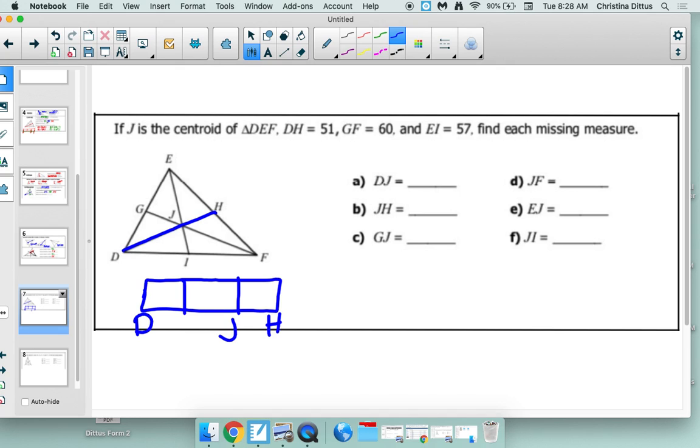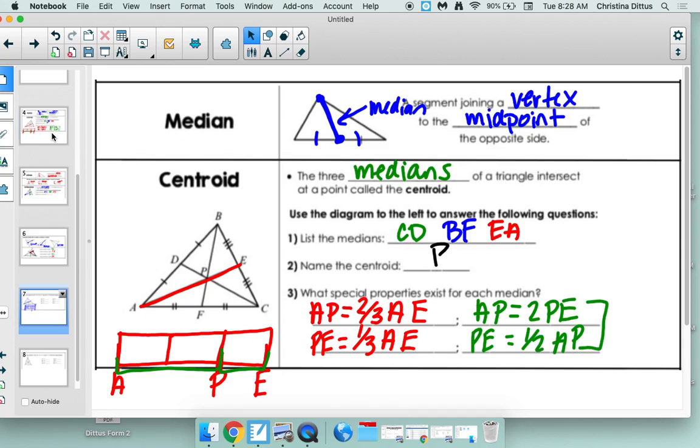I know the whole thing is 51. So how can I figure out what each box is? Divide by 3. What's 51 divided by 3? 17. So each box has to be 17. Wait, where did you get the 3 boxes? From here. It breaks down into thirds. So anytime you see centroid, you break it down into 3.